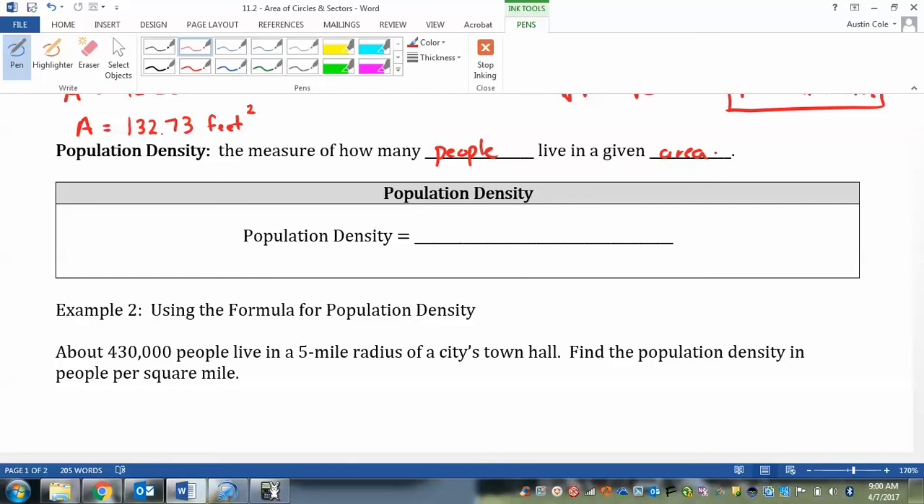So it says about 430,000 people live in a 5-mile radius of a city's town hall. Actually, it says find the population density in people per square mile. I think that's important to understand. We're finding how many people live in 1 square mile, or how many people live in 1 square kilometer. So here's what we're going to do. We're going to take the population, or the number of people in a given area, and we're going to divide it by the area.